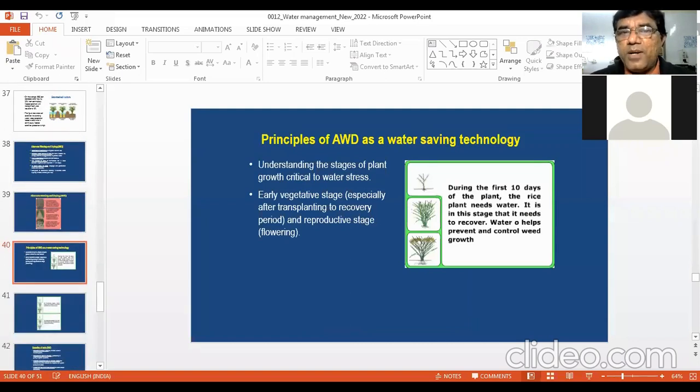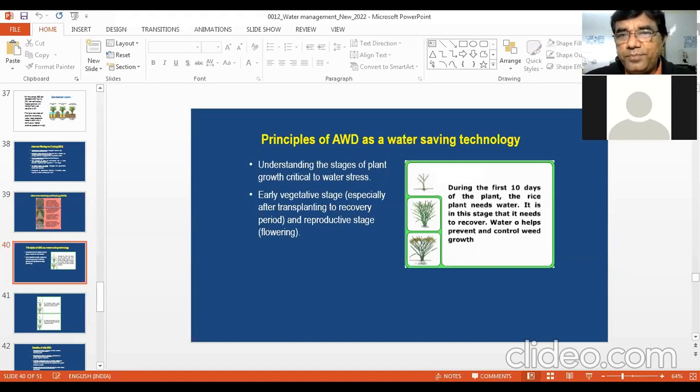What are the principles of alternate wetting and drying? What are the things that should be kept in mind while scheduling irrigation in AWD? Understanding the stages of plant growth is very critical for water stress, because here you will have cycles of drying and cycles of wetting. So what should be the right time for wetting and what should be the right time for drying, where some water stress can be given to the crops.